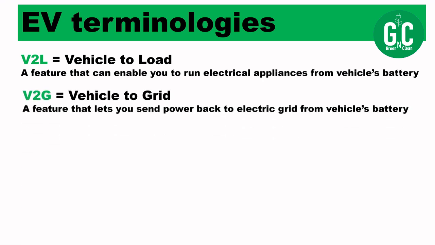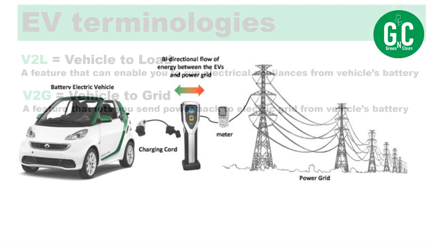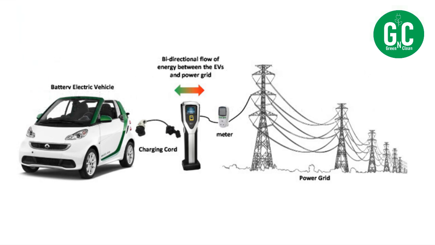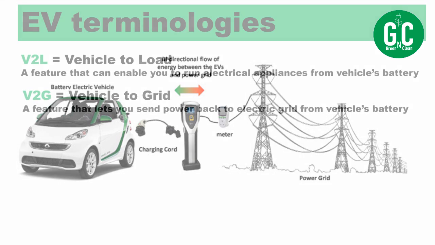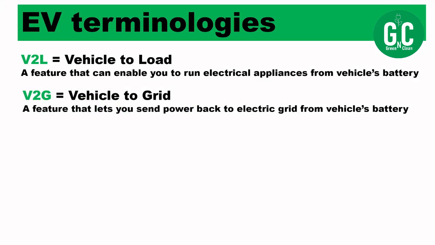Similarly, V2G or vehicle to grid is a feature that lets you power the grid from your battery. So it's the reverse of how you charge the vehicle. So you can charge back the grid in case of some need.